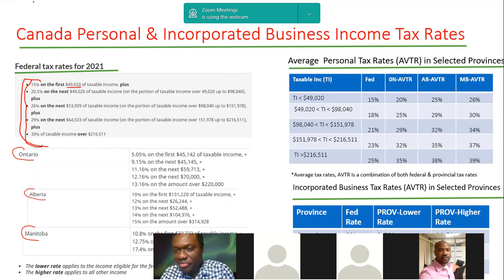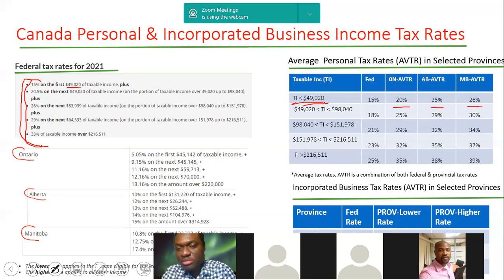So you notice that on average, for someone whose taxable income is around $49,020 in Ontario, federal taxes plus the provincial taxes are around 20%, while in Alberta it is 25%, while in Manitoba it is around 26%. So if your taxable income is this amount, this is the tax rate you pay effectively. It will be around this rate.